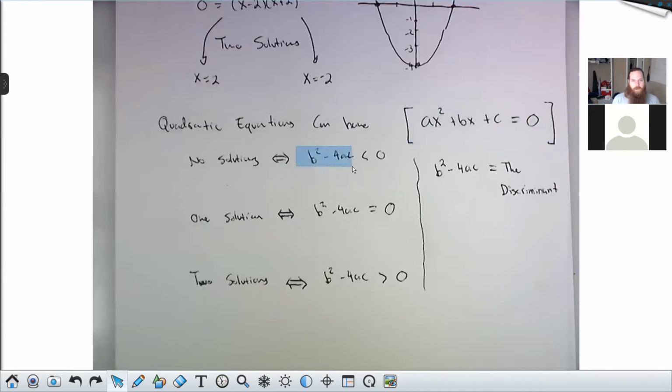Namely, if this thing is negative, then there are no solutions. If this thing is equal to 0, then there is one solution. And if this thing is positive, then there are two solutions. And you can check that in each of the cases I just drew.